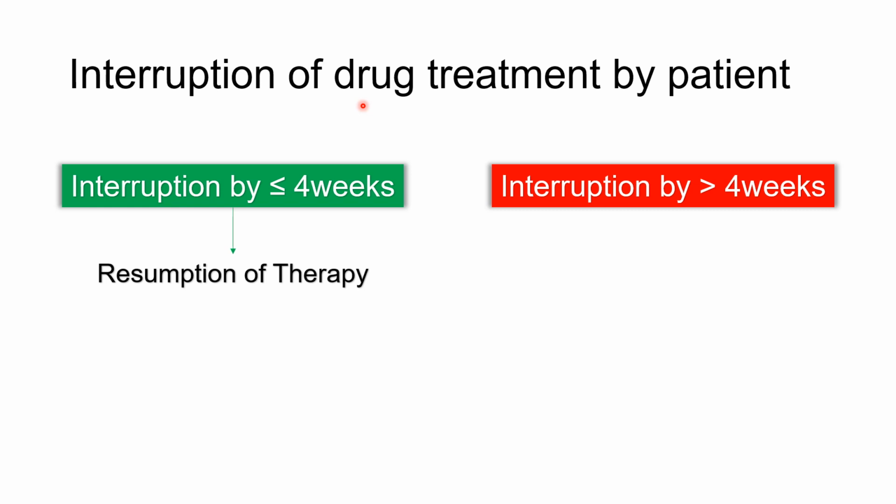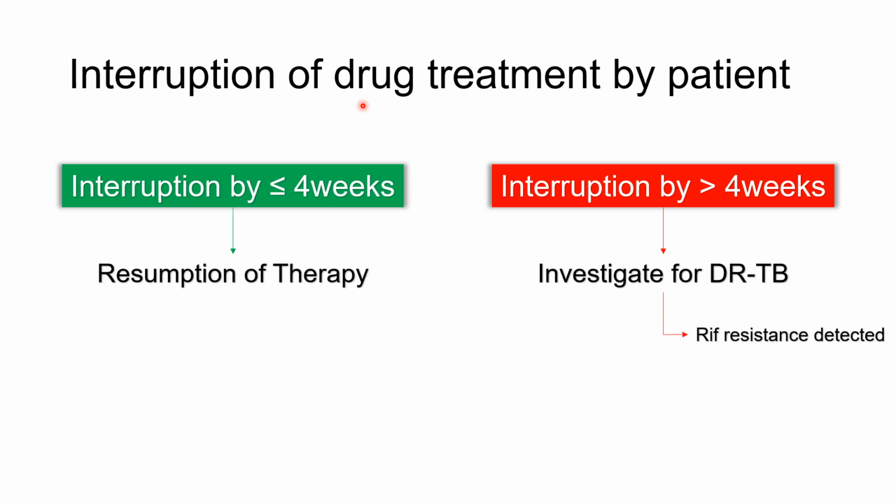If we treat incompletely, that will lead to killing of the sensitive bacilli and lead to a selective multiplication of the resistant bacilli that remain after the killing of the sensitive bacilli. So that will lead to what? An emergence of resistant organisms, that means an emergence of drug resistant tuberculosis. So if the interruption is for more than 4 weeks, in those scenarios, we investigate the patient for a case of drug resistant tuberculosis. And if rifampicin resistance is detected at that point of time, there is nothing to do. We treat the patient as a case of multi-drug resistant tuberculosis.